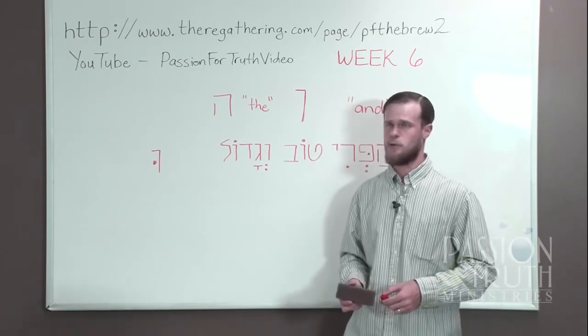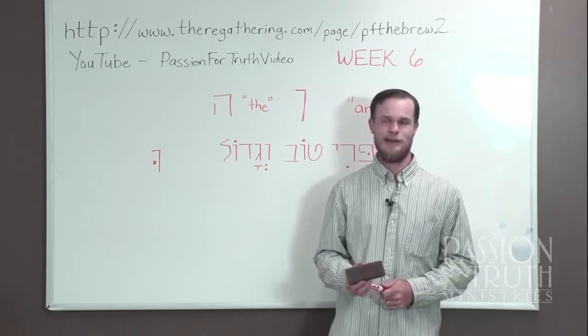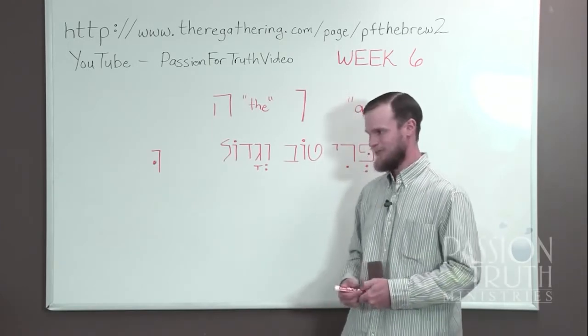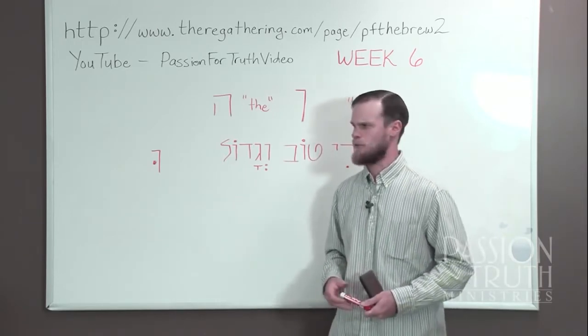In fact, one of the only words that starts with a vav is vav. So if you were going to say "and a nail," you'd say vav, which would be three vavs in a row. Quite a funny word. I don't think that's found anywhere in the scriptures.